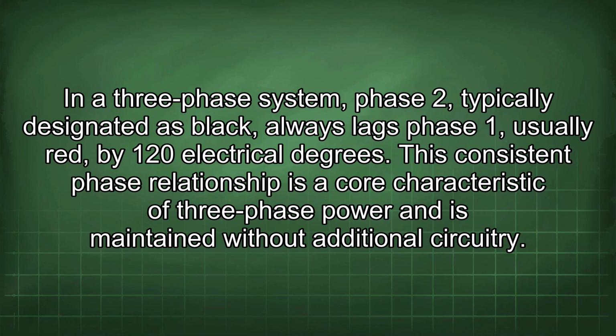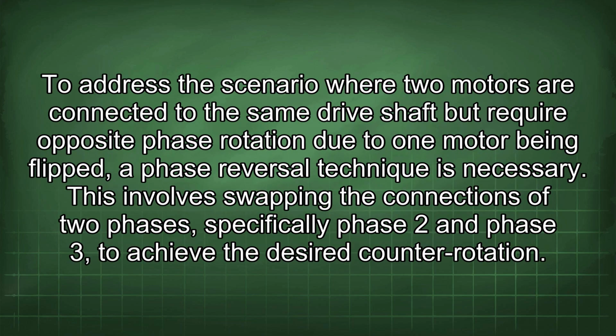In a three-phase system, phase 2, typically designated as black, always lags phase 1, usually red, by 120 electrical degrees. This consistent phase relationship is a core characteristic of three-phase power and is maintained without additional circuitry. To address the scenario where two motors are connected to the same drive shaft but require opposite phase rotation due to one motor being flipped, a phase reversal technique is necessary.